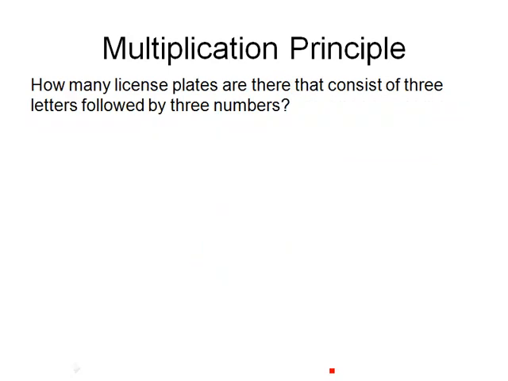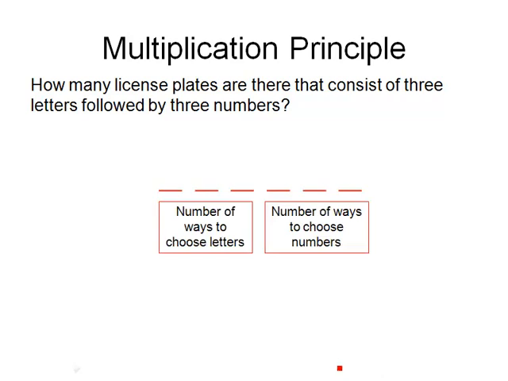How many license plates are there that consist of 3 letters followed by 3 numbers? We need to break this down into a series of 6 choices. The first 3 choices give me the number of ways to choose the letters. The second 3 choices will give me the number of ways to choose the numbers. So when I choose the first letter, I'm choosing from 26 different things, and the same for the next 2 choices. So the number of ways to choose the letters by themselves is 26 times 26 times 26.